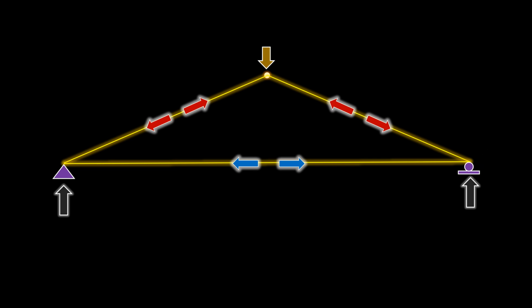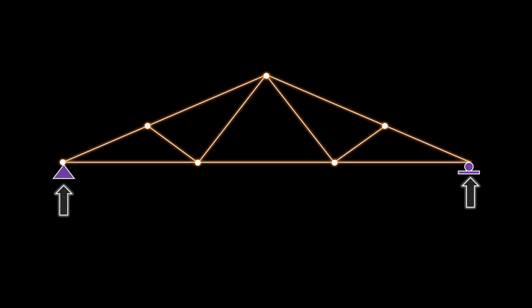A roller support can provide vertical support but cannot provide lateral support, which means that no lateral reactions will develop. By doing this, all the lateral force will be resisted by the bottom chord. This is what we shall do to the truss system. We will replace one of the pinned supports with a roller support.